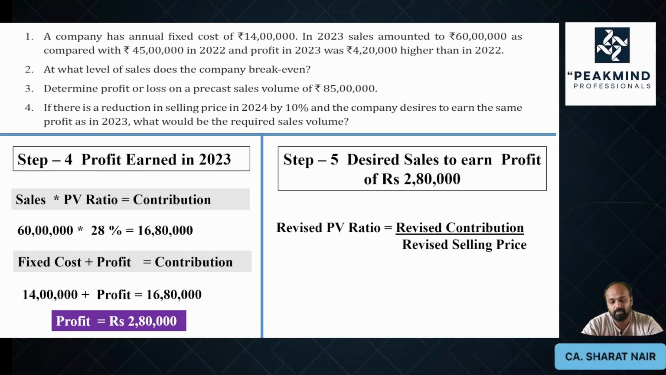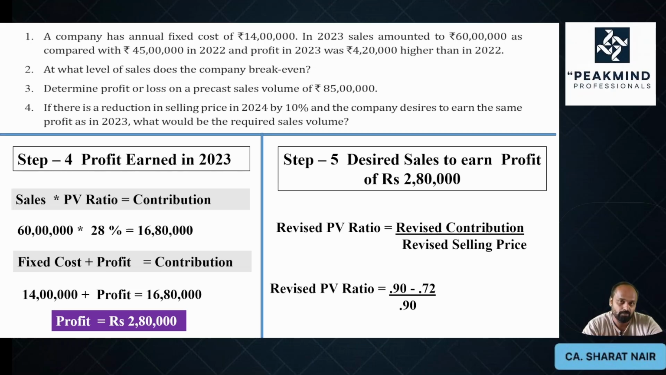So again, we will apply the same formula but in a revised manner. Revised PV ratio is equal to revised contribution divided by revised selling price. Now, for that, I need to find my revised PV ratio. How to compute the revised PV ratio? See, we know the formula is what? Sales contribution divided by sales into 100.